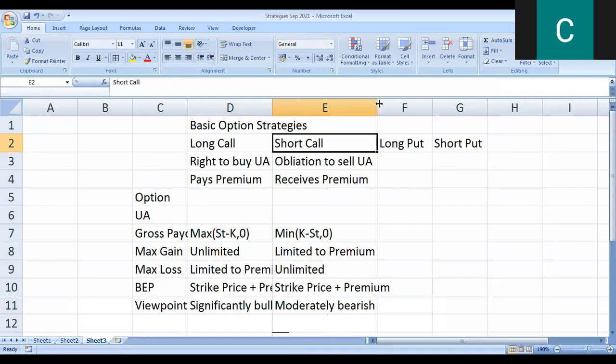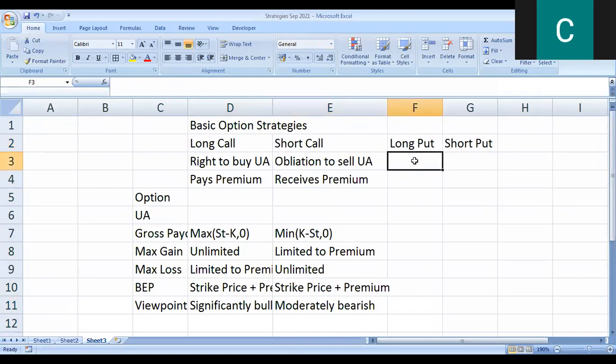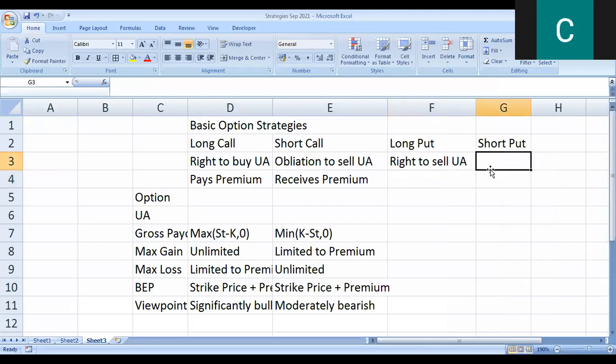Now let us think about put option. In case of put option, what is our role? Right to sell, but sell what? Long put means his role in the option is buyer. Buying the put option, for what purpose? To sell the underlying asset. Short put position role is the obligation to buy the underlying asset.